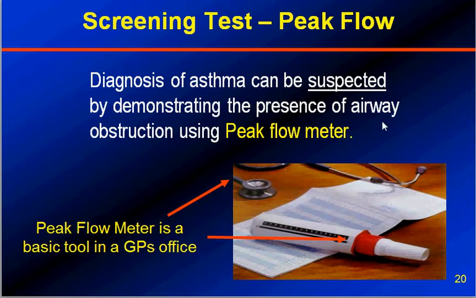Diagnosis of asthma can be suspected by demonstrating the presence of airway obstruction using a peak flow meter. If the peak flow is less than 80% of the predicted peak flow for that age, sex and race, then we can suspect that the patient may have asthma.